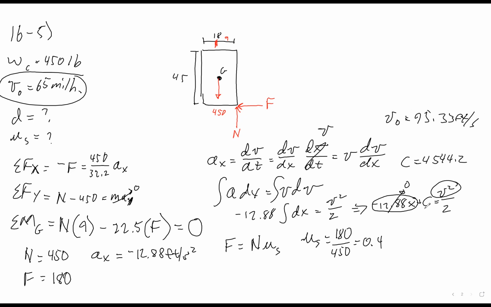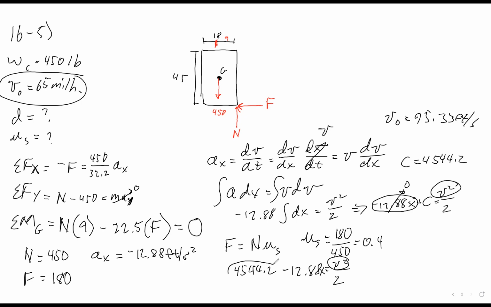So therefore, now we know what c is, and we can rewrite this function as being negative 12.88x, well, I can put the plus c over here, 4,544.2 equal to v squared over 2. That is the function. Sorry, it's a little messy here. All right, and what are they asking us for? They're asking us for the distance required. Well, if we know that this is when the velocity finally equals 0, then we can find the distance.